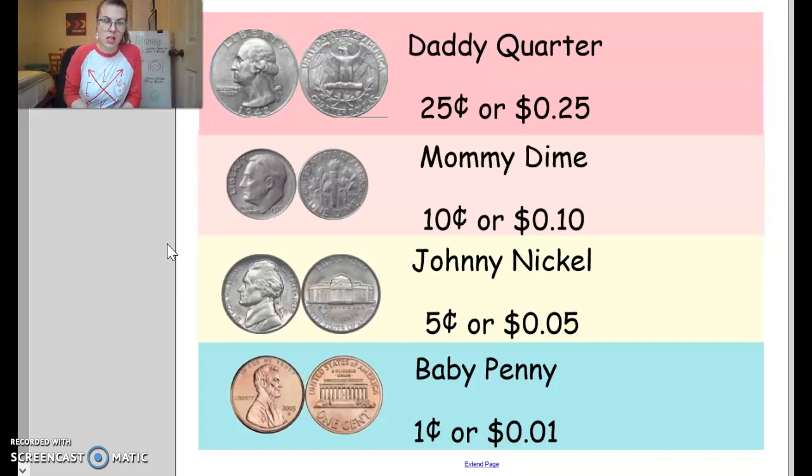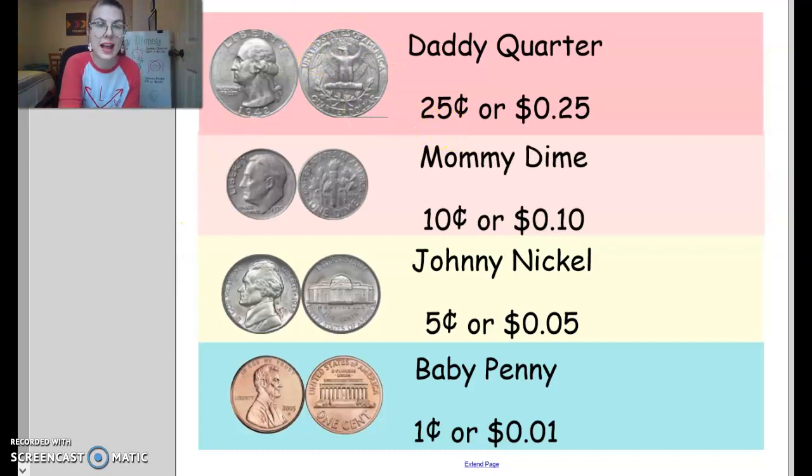In this house, the largest, biggest, tallest, muscliest, is that a word? It is now. Muscliest member of the family is Daddy Quarter. Daddy Quarter is larger than all of the other coins. I don't just mean like he's bigger. I mean like he's worth the most amount of cents. He's worth more cents than all of the other coins combined. Daddy Quarter is worth 25 cents.